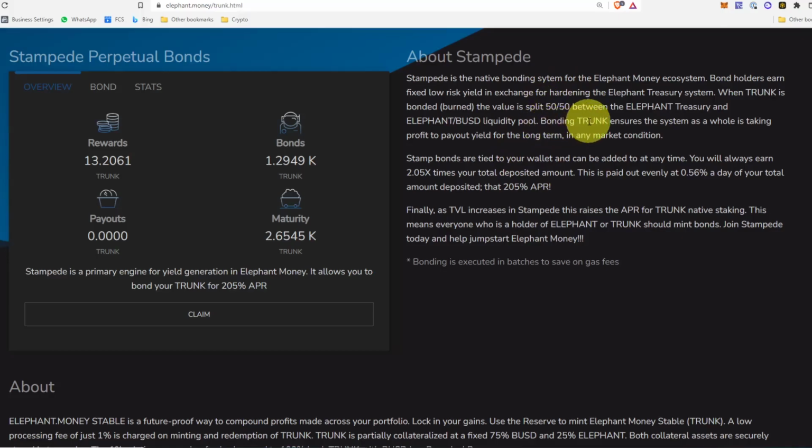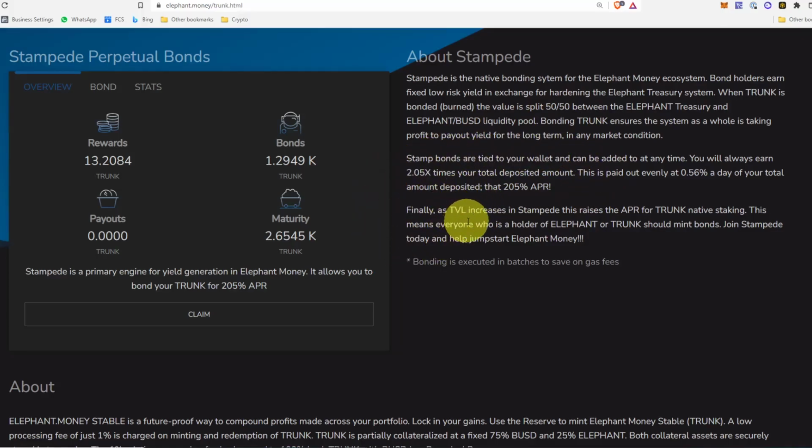But continuing, bonding Trunk ensures the system as a whole is taking profit to pay out yield for the long term in any market condition. Bonds are tied to your wallet and can be added to at any time. You will always earn 2.05x times your total deposited amount. This is paid out evenly at 0.56% a day of your total amount deposited, which is 205% APR.